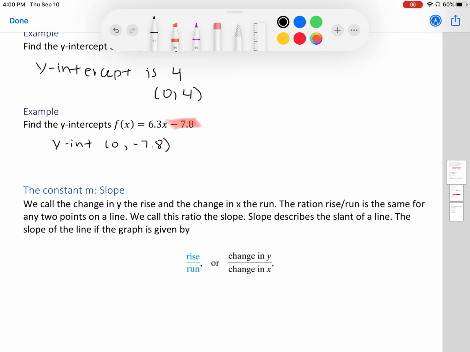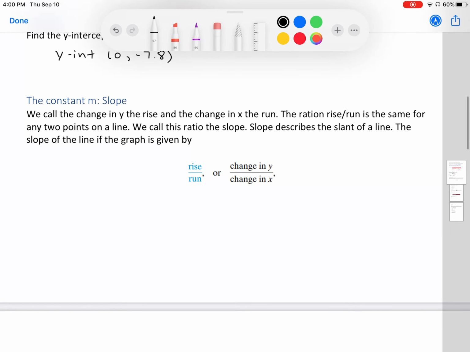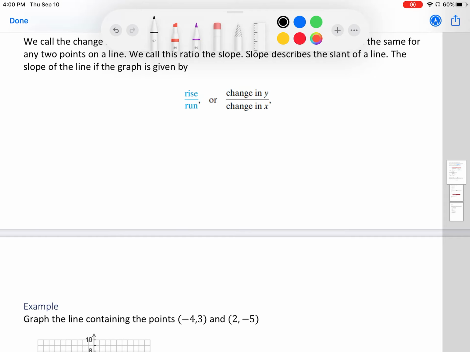The constant slope. We call the change in y the rise, meaning up and down, and the change in x the run, left to right. The ratio rise over run is the same for any 2 points on a line. We call this ratio the slope. The slope describes the slant or the steepness of a line. The slope of a line, if the graph is given, is defined by rise over run, or change in y divided by change in x. When we say change, we mean subtraction.